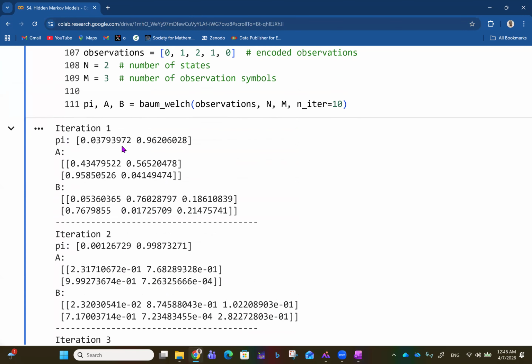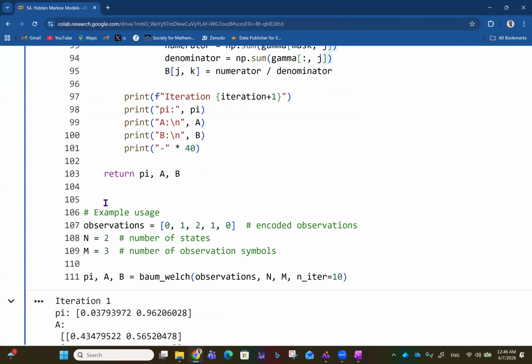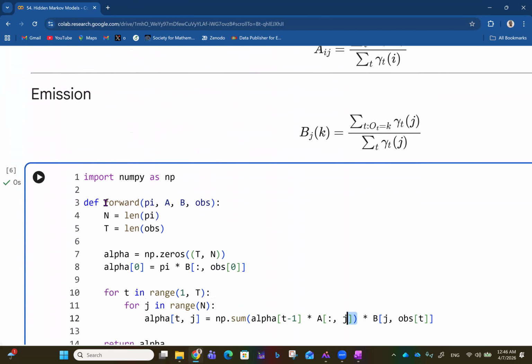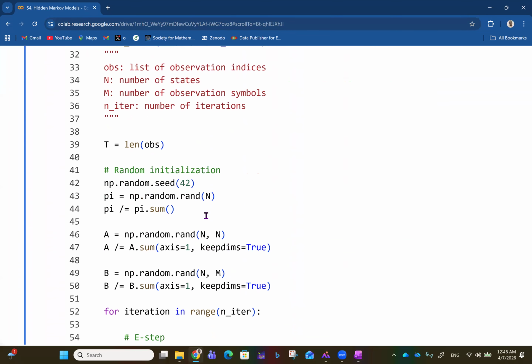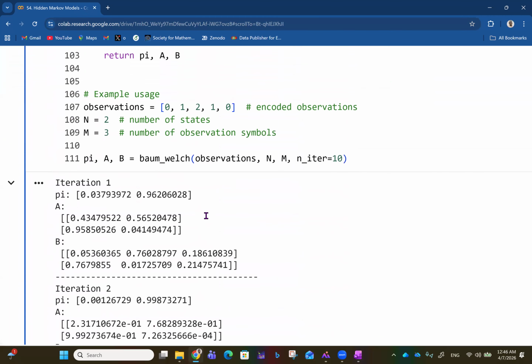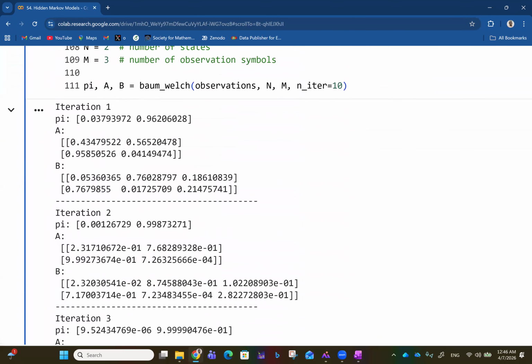We have a series of iterations, by the way. Each iteration gives the value of pi, A, and B. So as you can see, we always have pi, A, and B as the parameters, and then you have the number of observations there. So here, this is for iteration one now. You have pi to be 0.03, 0.96.